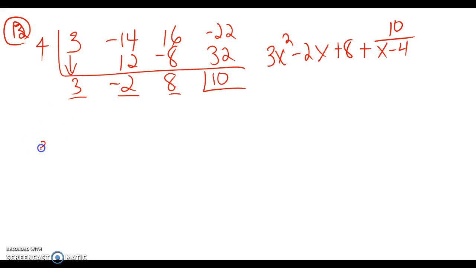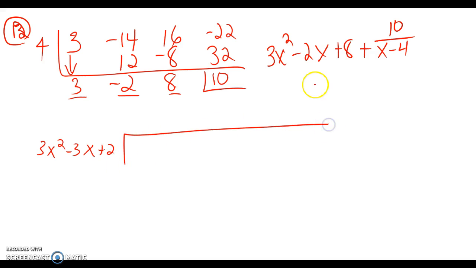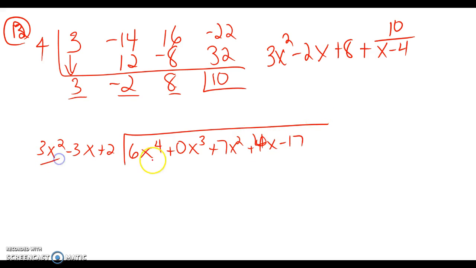13. Now we will have to do long division. 3x squared minus 3x plus 2 goes into 6x to the fourth plus, oops, we don't have any x to the third, plus 7x squared plus 4x minus 17. All right, this and this we have to multiply by 3x squared. Oops, not 3x squared, 2x squared. 6x to the fourth minus 6x to the third plus 4x squared.